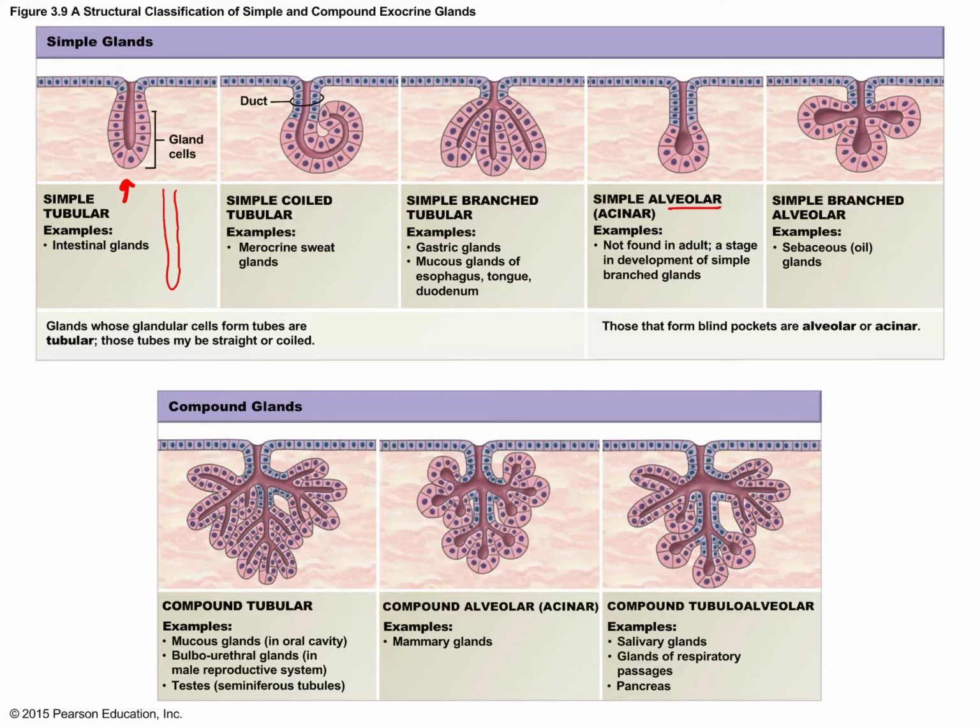Alveolar is where it's more round and bag-like. Okay, so those are the two basic shapes that glands can have. Glands can be big or small, and simple glands tend to be small. Compound glands tend to be big, and a compound gland has more than one duct.